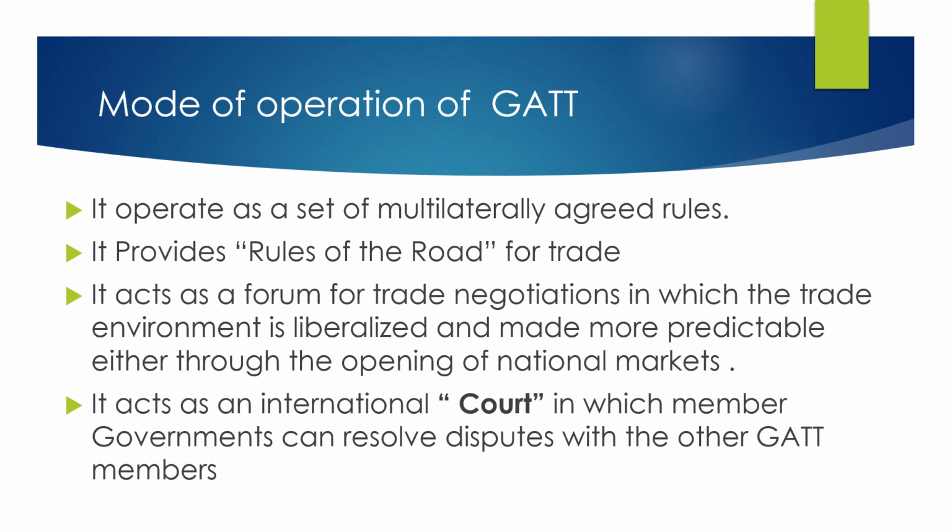Now let us see the mode of operation of GATT, how it operates. Actually, it operates with a set of multilaterally agreed rules. It also provides rules of the road for trade. GATT also acts as a forum for trade negotiations in which the trade environment is liberalized and made more predictable through the opening of national markets. It also acts as an international court in which member governments can resolve disputes with other GATT members.